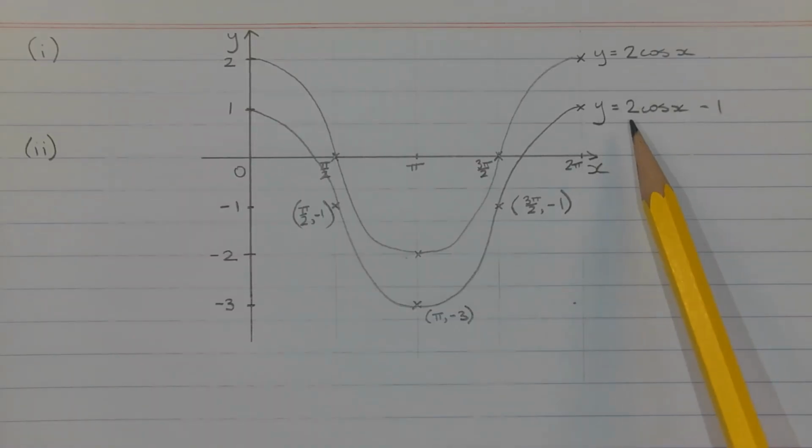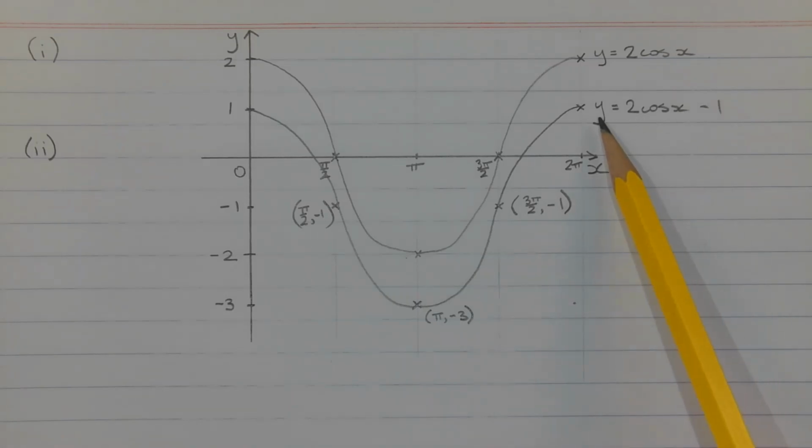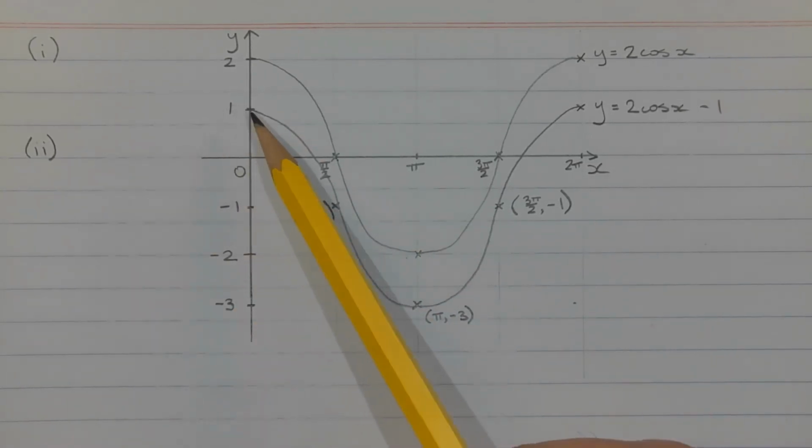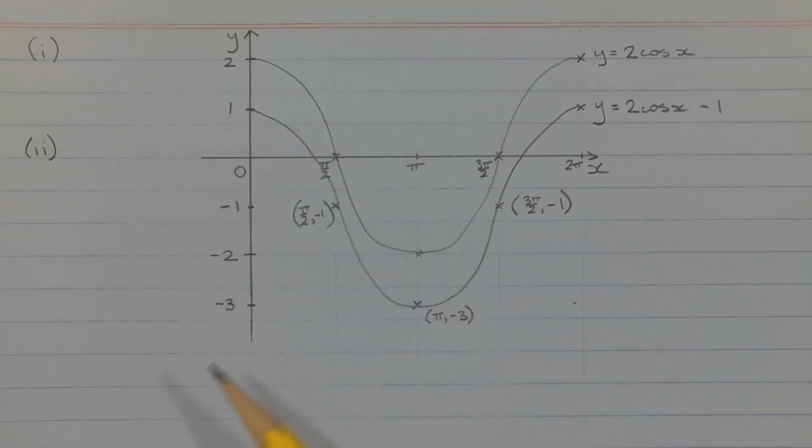The graph of y equals 2 cos x minus 1 is the graph of y equals 2 cos x that has been translated, or shifted, vertically downward by 1 unit. So the range of the graph of y equals 2 cos x minus 1 is y is greater than or equal to negative 3 and less than or equal to 1. So the graph will pass through these critical points: (0, 1), (pi over 2, negative 1), (pi, negative 3), (3 pi over 2, negative 1), and (2 pi, 1).